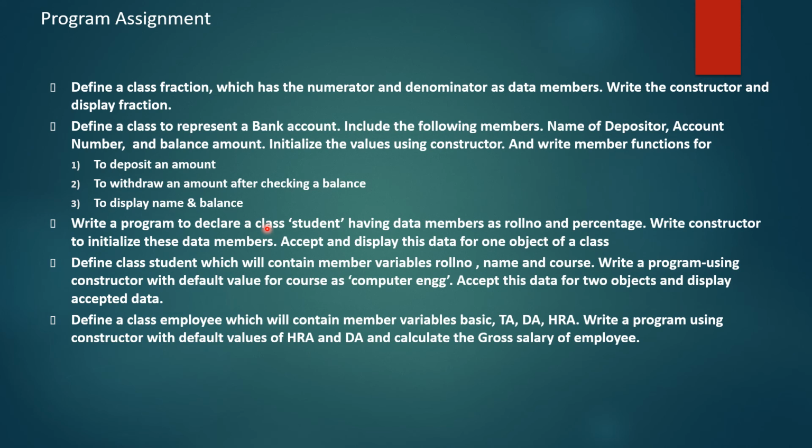Then next one, write a program to declare a class student having data members roll number and percentage. Write a constructor to initialize these data members. The class name is student, data members are roll number and percentage. And for one object you have to accept the values. So you will pass the values like student S1 1 comma 94. So 1 is the roll number and 94 is the percentage.